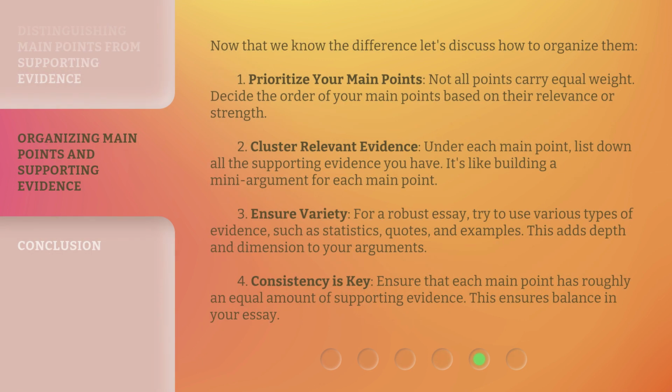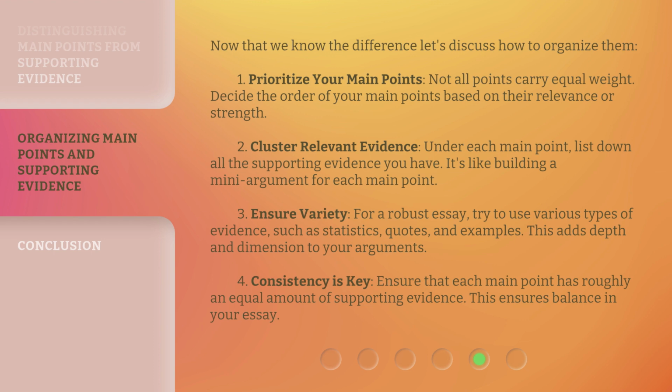Now that we know the difference, let's discuss how to organize them. 1. Prioritize your main points. Not all points carry equal weight. Decide the order of your main points based on their relevance or strength. 2. Cluster relevant evidence. Under each main point, list down all the supporting evidence you have. It's like building a mini argument for each main point.